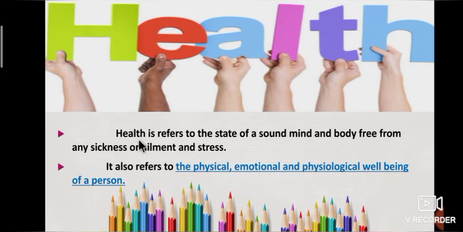What is health? Health refers to the state of a sound mind and body free from any sickness or ailment and stress. It also refers to the physical, emotional and psychological well-being of a person.